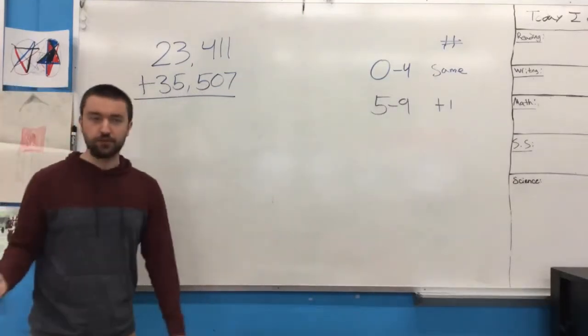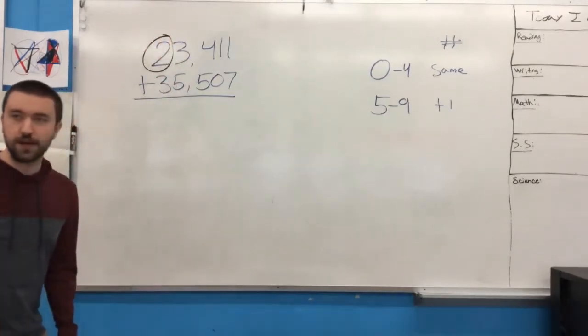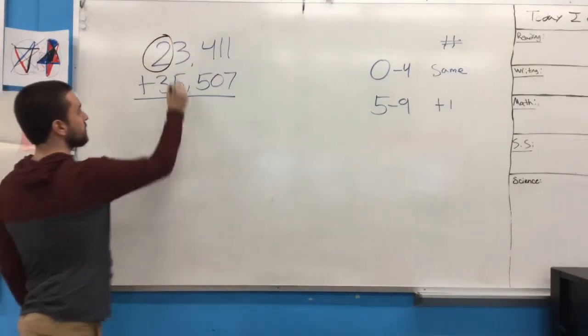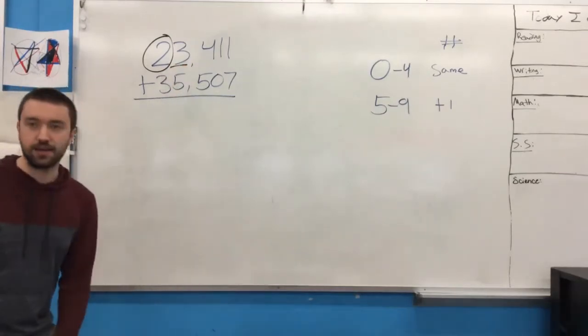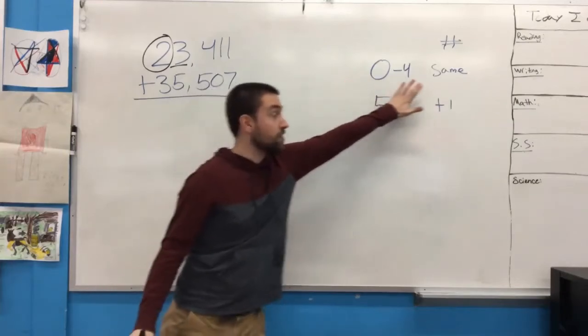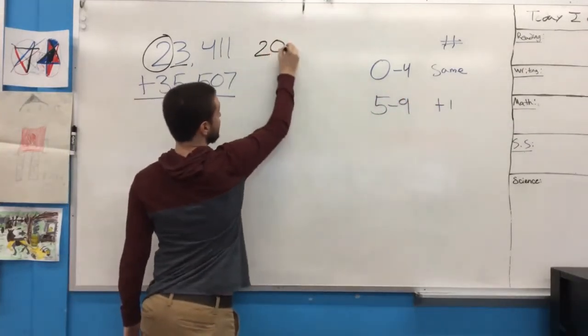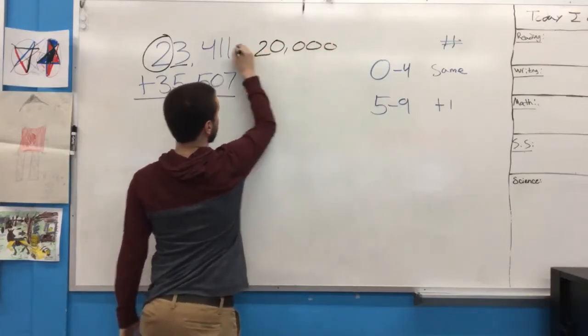Back to the rounding wrap. First step, circle that number. Circle that place value. Move to the right and underline it. We have a 3. 0 to 4, the number stays the same. So this becomes 20,000.